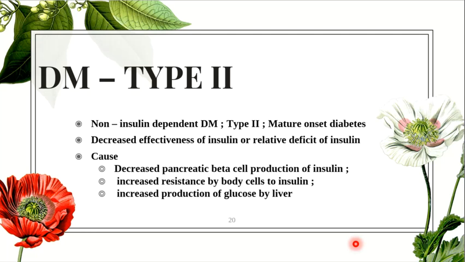Cause can be decreased pancreatic beta cell production of insulin, the pancreas is not producing properly, or there can be an increased resistance by the body cells to insulin. You are eating so much sugar and there are so many fat cells that the body cells are like, no, there's too much work, we cannot work, so the body cells are showing resistance. Increased production of glucose by the liver, or the liver is by any chance making more glucose.